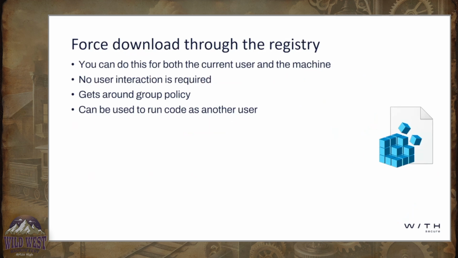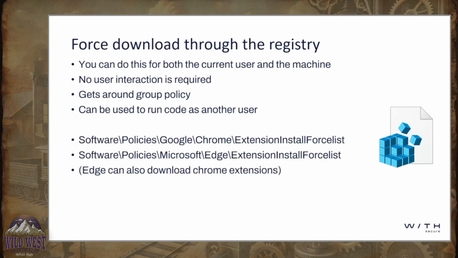So on forcing the download through the registry, you can do this for both the current user or all users on the machine. No user interaction is required, and if you've got any group policies in place that stop extension loading, this gets around that. And as I put here, it can be used to run code as another user. As an example, if we force install this extension to everyone on the machine and then put the required native messaging files in place, we could run code as any of those users whenever they open the browser next, which is kind of nice. The locations for Chrome and Edge can be seen on screen. Again, this is both HKCU and HKLM.